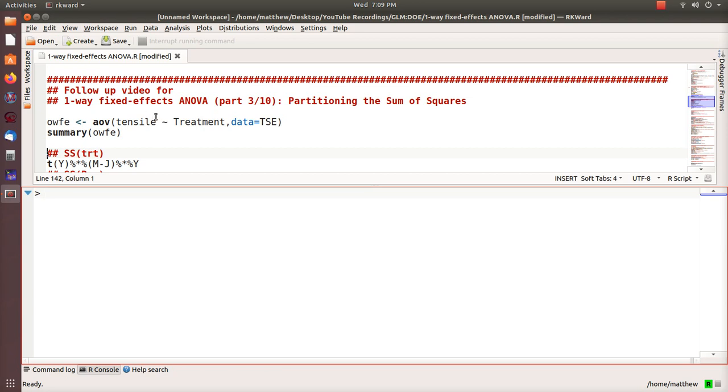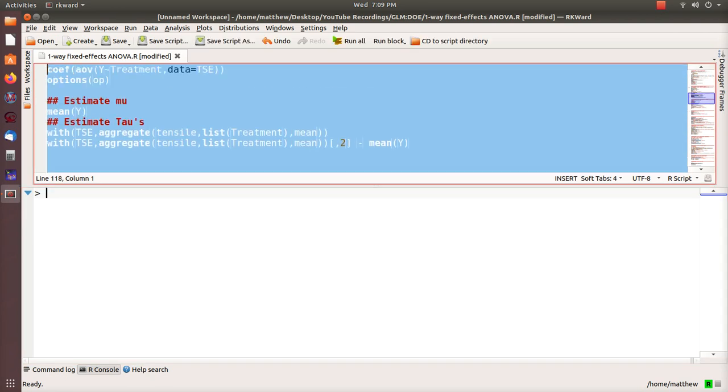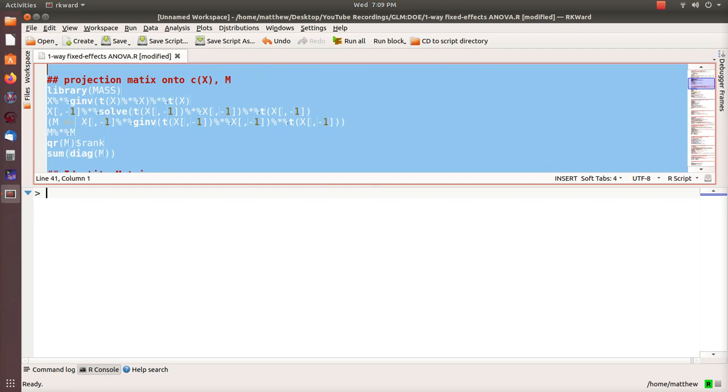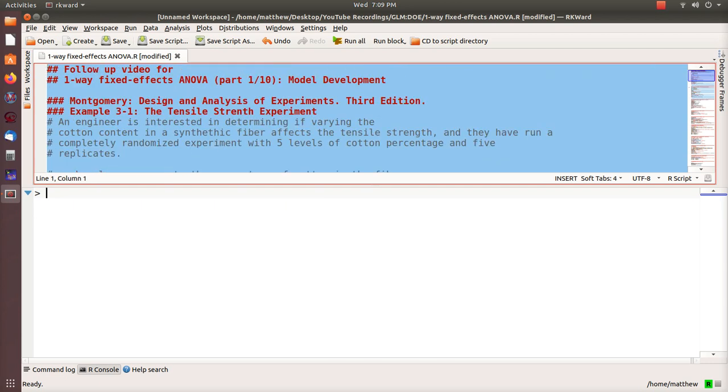Now I'm assuming you have already covered parts 1 and 2, but I need to load the commands of what we've done previously. We're following an example out of a book by Montgomery, Design and Analysis of Experiments, 3rd edition, example 3.1. They look at tensile strength of fabric. So they put different percentages of cotton in different fibers and then look at the tensile strength. Tensile strength is how much pressure it takes to pull that fabric apart.